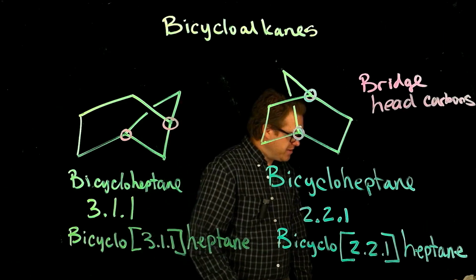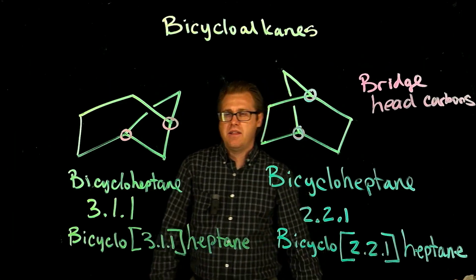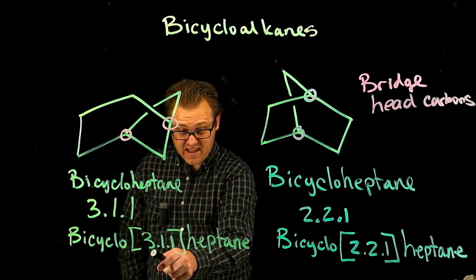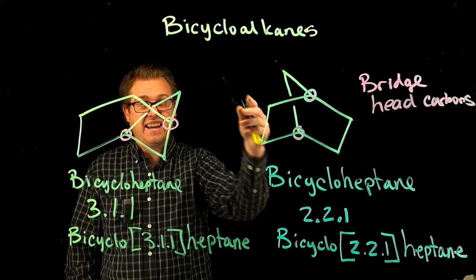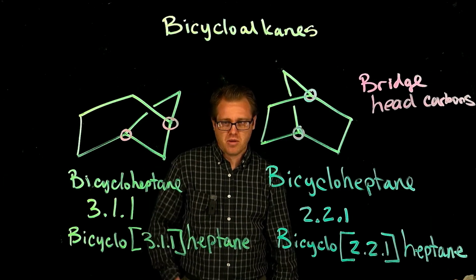So what's the difference between the two? It's the numbers inside those brackets. These numbers right here are showing us the connectivity of these rings. That's the important part.